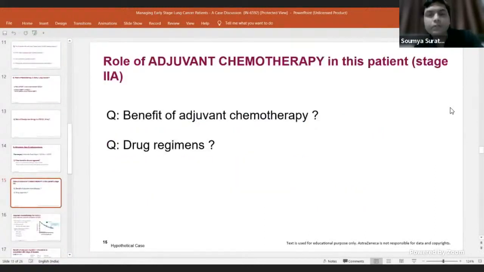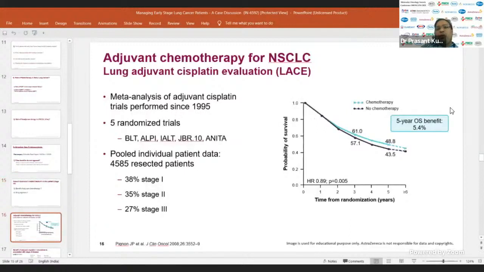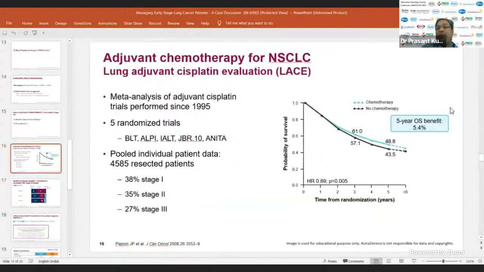So the benefit of adjuvant chemotherapy we have already discussed. I'll just take one word from Prashant Bhai. Prashant Bhai, adjuvant chemotherapy, only one regimen, cisplatin or carboplatin? Cisplatin plus pemetrexed, because it is adenocarcinoma. I will prefer cisplatin plus pemetrexed. If performance status is poor, then I can go for carboplatin. Otherwise, cisplatin pemetrexed will be my standard adjuvant therapy. Previously, we were practicing platinum doublets.